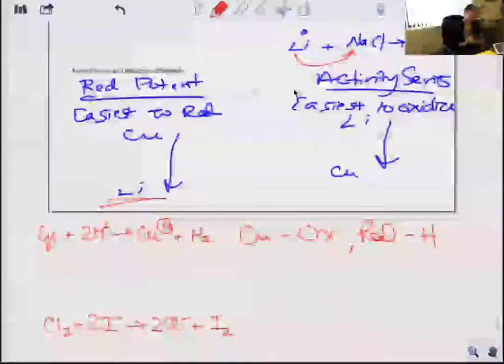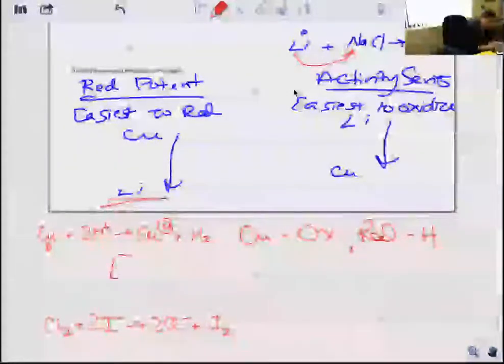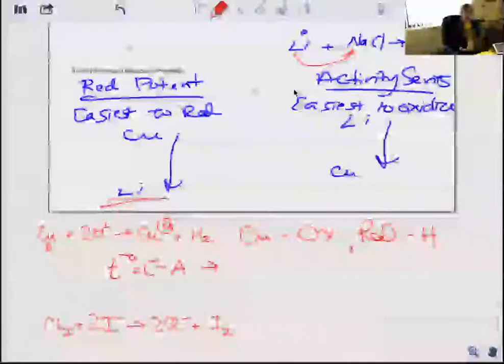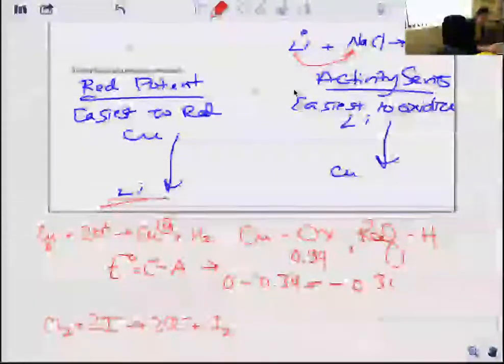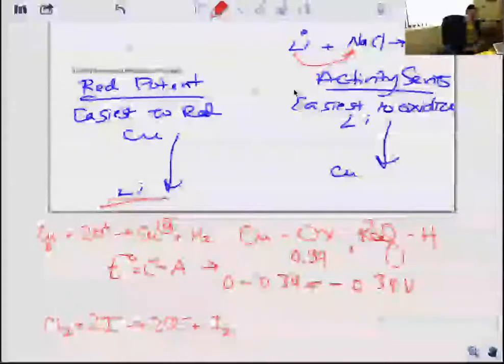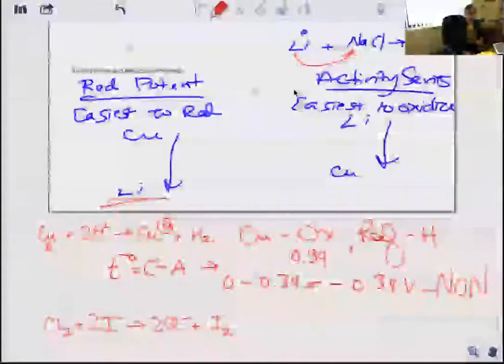So if copper is the one that is oxidized, remember when we do our E naughts, we do cathode minus anode, which means I need to look up on my list and find these numbers. Well, the one for hydrogen is 0 volts, and the one for copper it'll tell you that it's 0.34. So I do cathode minus anode, I do 0 minus 0.34, and you should get negative 0.34 volts. Since it is a negative voltage, this one is non-spontaneous under standard conditions.